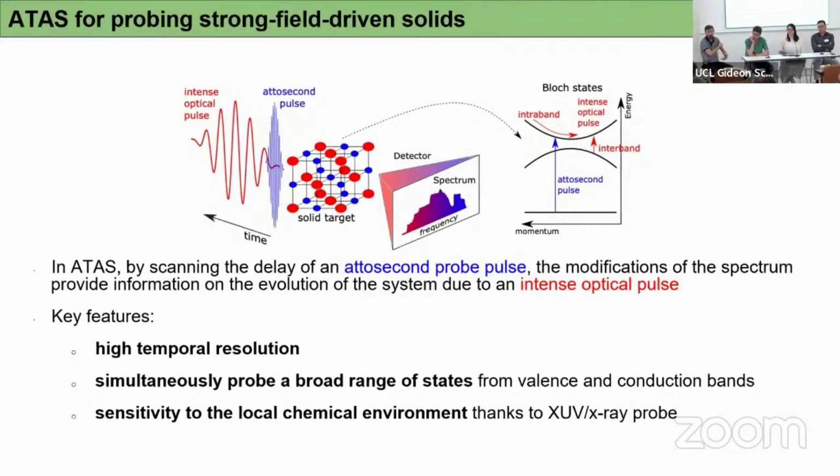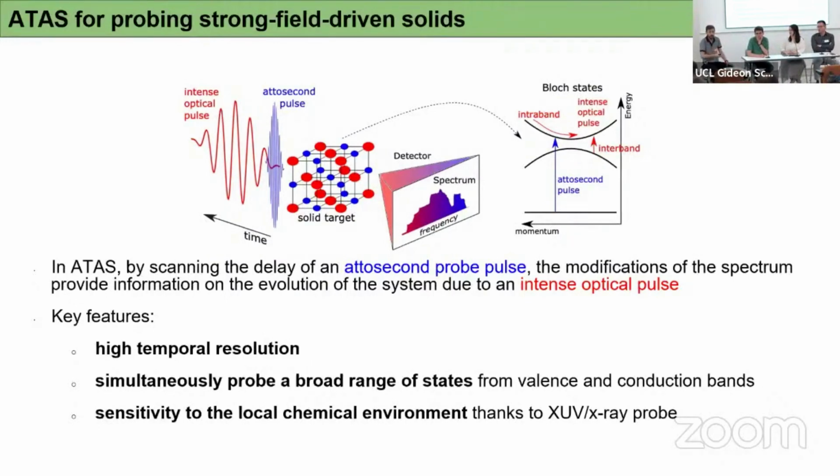Now, why do this? What are the features and advantages of Attas? Well, on the one hand, by using this very short pump pulse, you have extremely high temporal resolution. Then, since the pulse is short and broadband, you have simultaneous access to a very broad set of valence and conduction band states. You can see them simultaneously. And then by using an XUV or X-ray probe, you are directly exciting some core states.